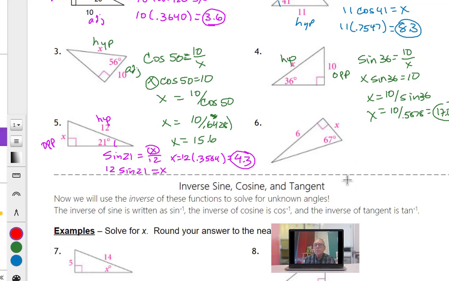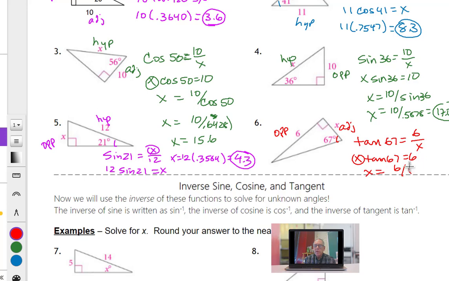Let's look at number 6. 67 is our reference angle. 6 is an opposite. x is an adjacent. So we have a tangent ratio. Tangent 67 is equal to opposite, which is 6, over adjacent, which is x. Multiply both sides by x. x tan 67 is equal to 6. To get x by itself, we divide both sides by tan 67.